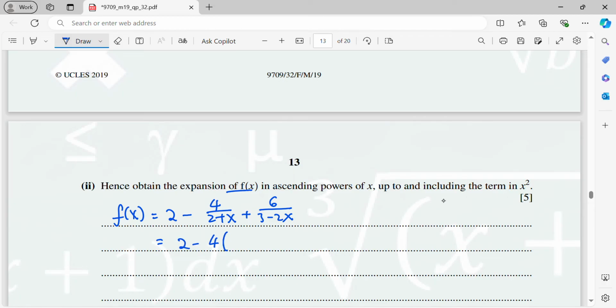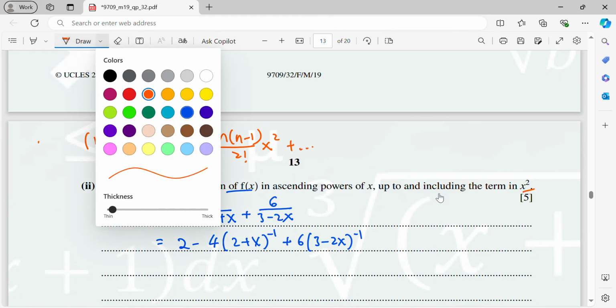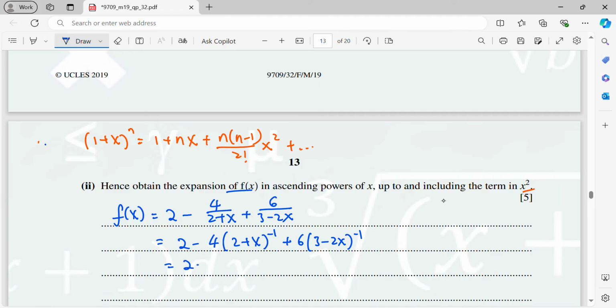So it will be 4(2 plus x) to the power minus 1, plus 6(3 minus 2x) to the power minus 1. And now for the binomial expansion, since the power is minus 1, we are going to use this formula. That is going to be 1 plus nx plus n(n minus 1) over 2 factorial x squared. Okay, because here is up to x squared, so I will stop here. And then it's going to be 2 minus 4. Now when you use this formula, you have to make sure it is 1 and plus. So the x can be plus or minus, no problem.